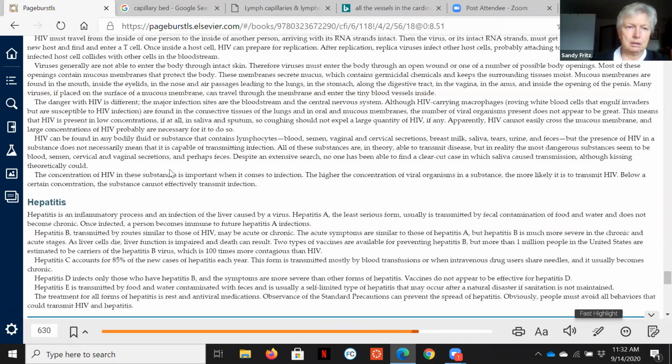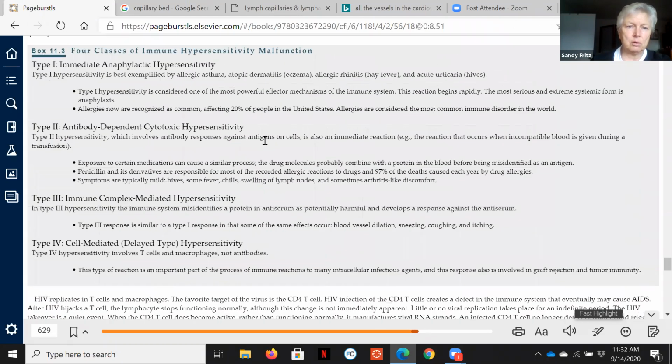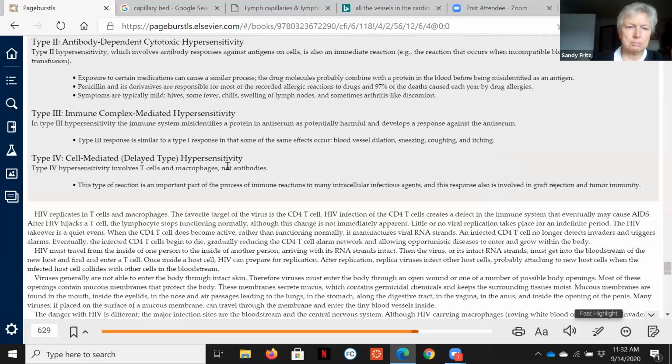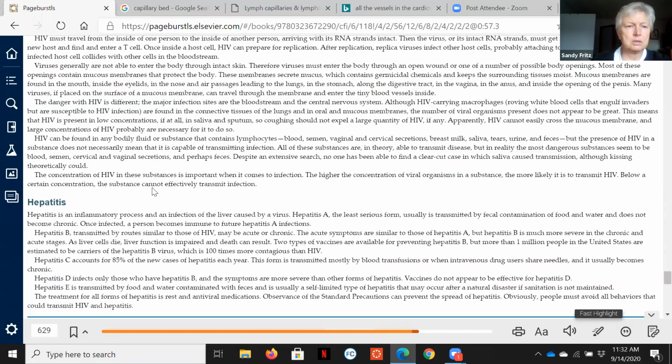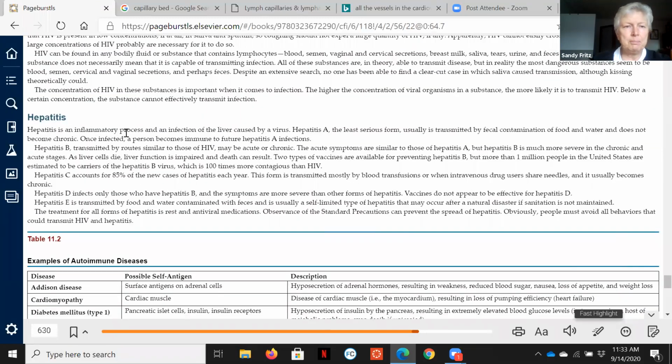And that will also, then we also talk about the immune deficiency syndromes. Hepatitis is caused by a virus, and it's an inflammatory process. So that's why it's listed here under the immune system. And it usually affects the liver.